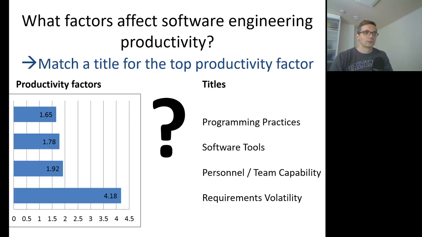And the question was to guess or to know which productivity factor results in a productivity boost of 4.18. And the productivity factors that were evaluated were programming practices, software tools, personnel and team capability, and requirements volatility. Now, if you do not remember the answer, you might stop this video for a while and think about this.